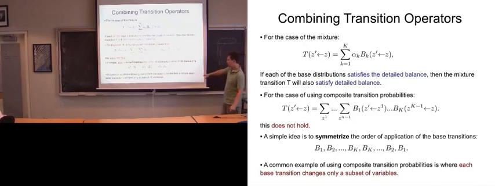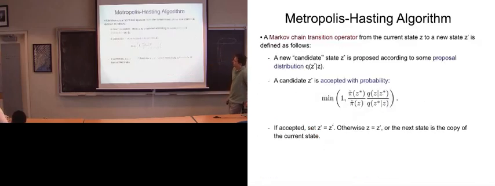Right. And this is a very common technique using these composite transition operators, where each base transition changes only a subset of variables. So typically, if you're working with a very high dimensional problem, you can, in principle, take a subset of variables and apply MCMC to only that subset of the variables. In particular, one of the things that we're going to look at is the Gibbs sampling operator. It basically picks one dimension, moves along one dimension, picks another dimension, moves along the other dimension.